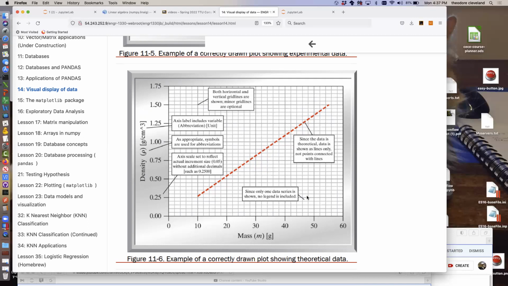On the left-right axis, what are we plotting? Good. On the up-down axis? Yeah. And then it gives the units. And we have scales as appropriate. The spacing is about right. And the key thing here is we're not wasting real estate, although I guess you can argue we are.